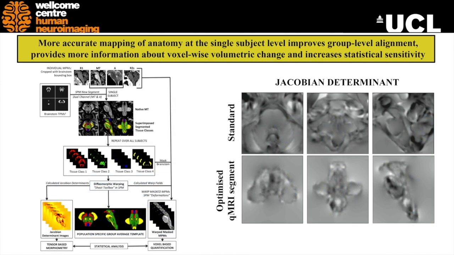Having generated these new probability maps, we can now apply these to unseen data as long as we've acquired the same quantitative images. This provides a more accurate mapping of anatomy at the single subject level, which will then improve group level alignment and provide more information about voxel-wise volumetric change and increase our statistical sensitivity. So here's the example I demonstrated earlier showing the Jacobian determinant image from the non-optimized pipelines, contrasted here with the brainstem specific method, where suddenly we're capturing a lot of information about regional expansion and contraction at the voxel-wise level.